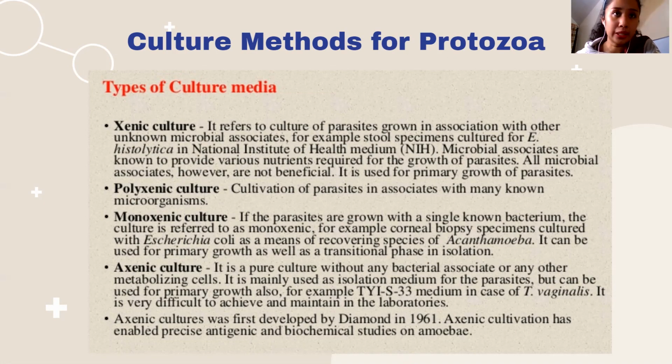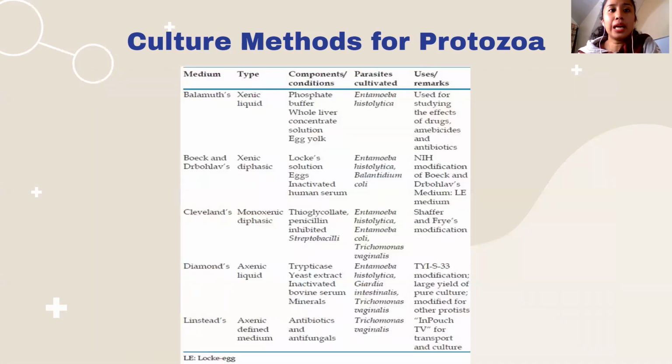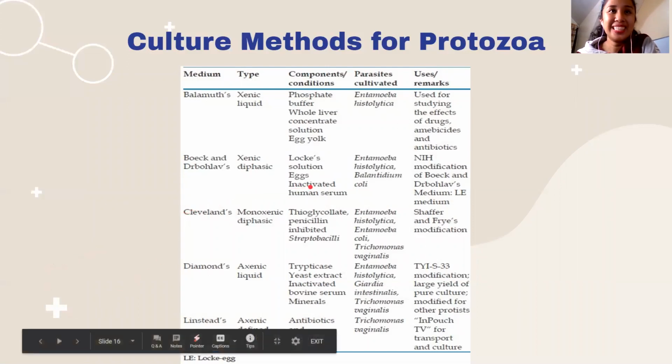There are many microorganisms inside it. Monogenic, it has only one microbial associate. Axenic, it's a pure culture. Okay, class, this is just an overview. Hindi ko naman ipapamemorize yan. Just an overview, may idea lang kayo.